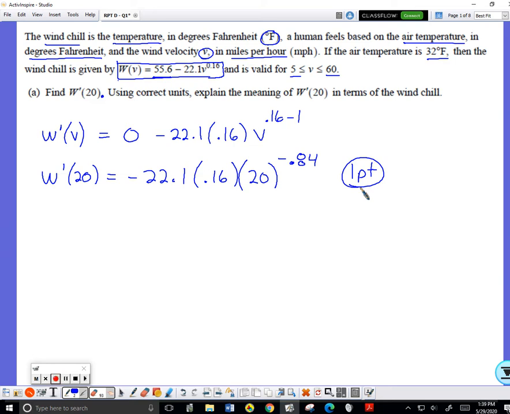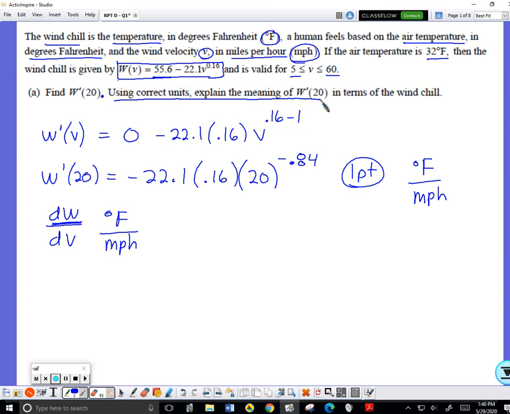So wind chill is temperature, so we're taking the derivative of W with respect to the input, which is velocity. So the units of W are degrees Fahrenheit, and the units of the velocity are miles per hour. So the correct units here would be degrees Fahrenheit per mile per hour. Then it says, using correct units, explain the meaning of this in terms of the wind chill.